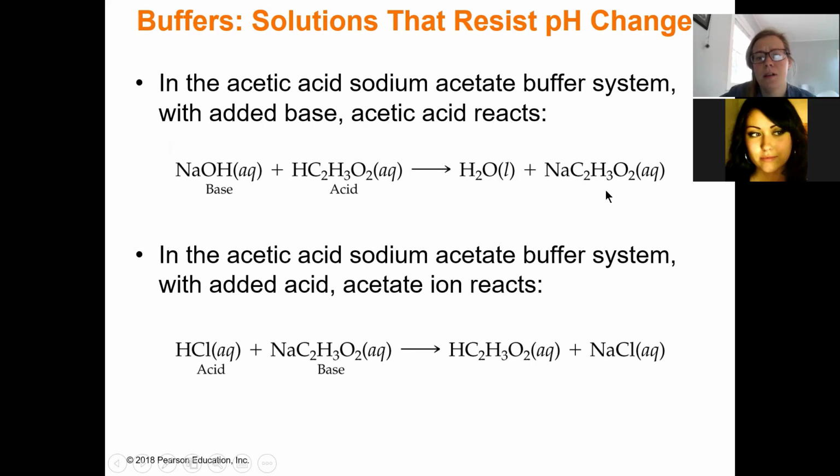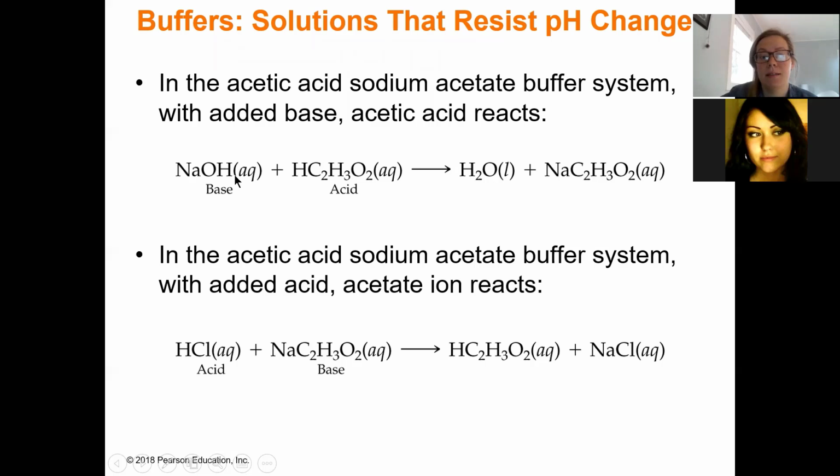Here's an example of a buffer solution. We've got this thing here. So our acetic acid. Acetic acid is a weak acid. It has to be a weak acid. If it's a strong acid, it can't create a buffer solution. It'll just form an acidic solution. So we've got some of this weak acid existing and some of this conjugate base existing.